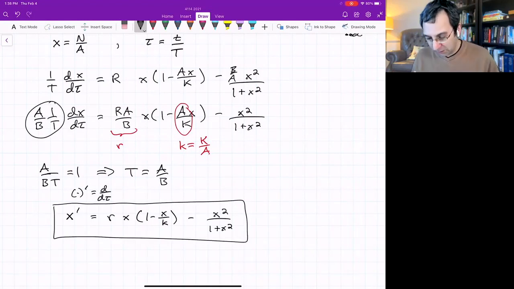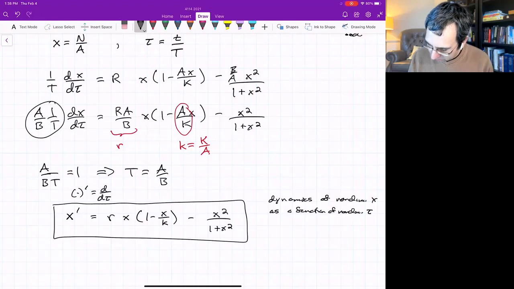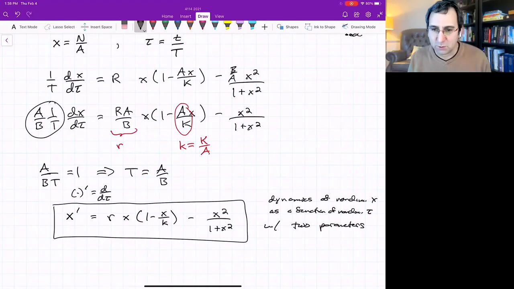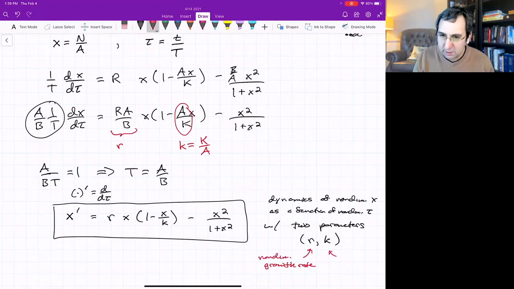And notice now, instead of four parameters, we only have two. So this is giving dynamics of non-dimensional x as a function of the non-dimensional time tau with only two parameters. So it's simpler to analyze and will have the same qualitative dynamics as the thing with all of the dimensions. But this only has two parameters. So that's good, r and k. And we can even label these. r is like a dimensionless growth rate, and then k is a non-dimensional carrying capacity.